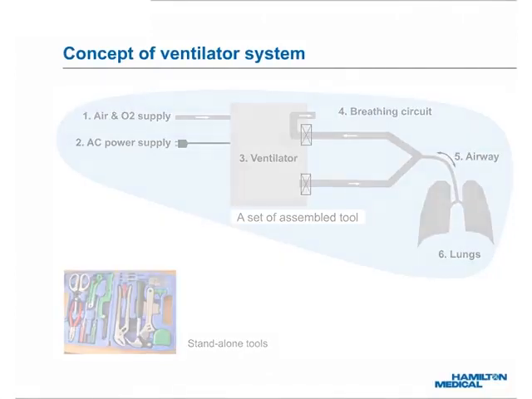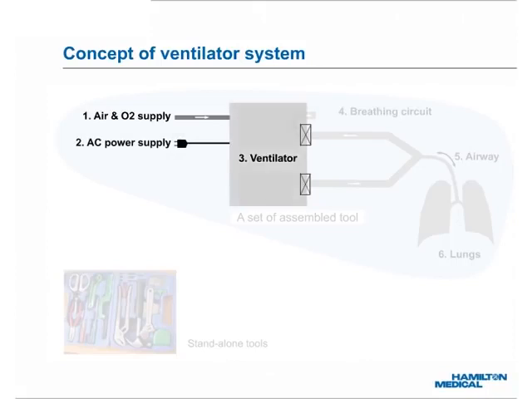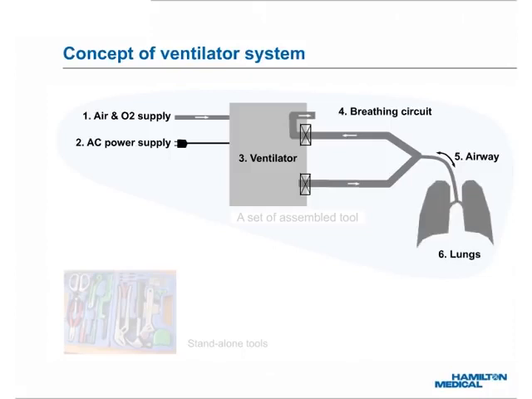1. Supply of high-pressure air and high-pressure oxygen. 2. Supply of AC power. 3. Ventilator. 4. Breathing circuit with all necessary accessories. 5. Artificial airway and interface. 6. The lungs of a ventilated patient, or a rubber balloon to act as a simulator.